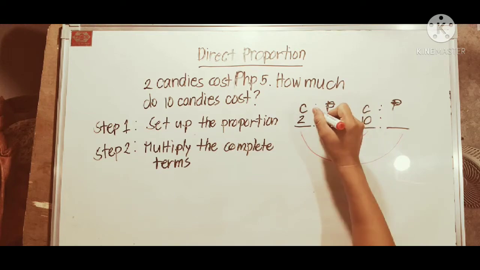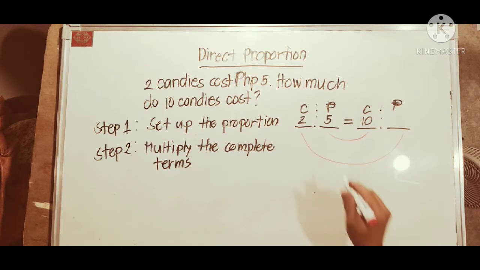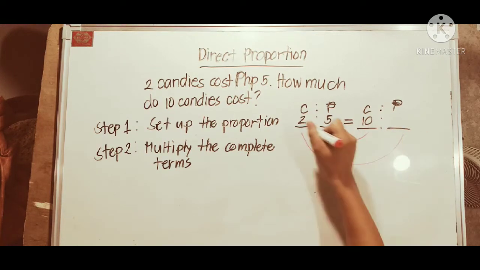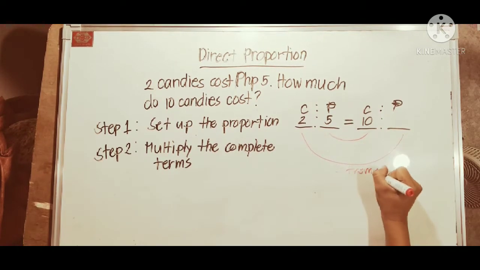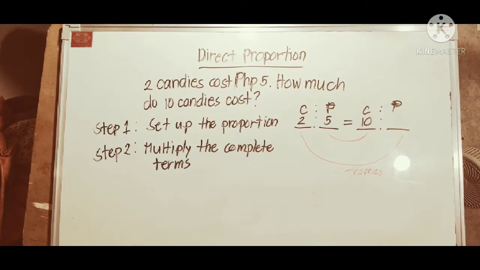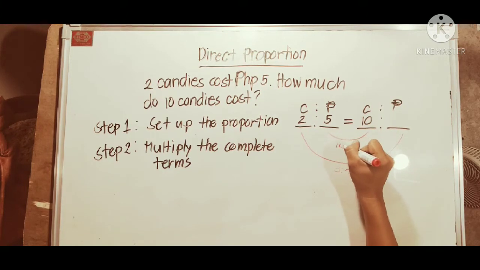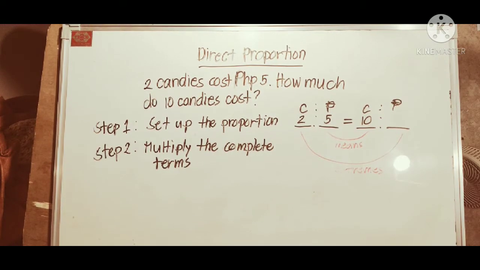Again, to review our lesson about proportion, the two outer terms connected by the big smile are called the extremes. The two inner numbers connected by the small smile, we call them the means. So what do we need to do? Multiply the complete terms. In our extremes, as you can see, one number is missing, so that is incomplete. Let's look for the means.